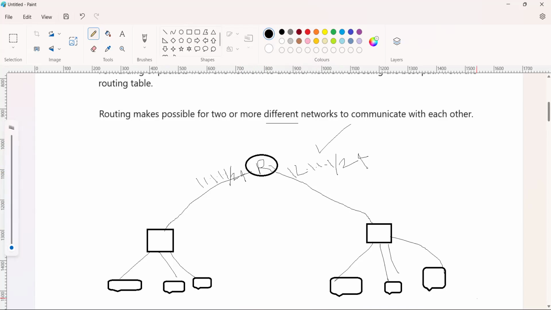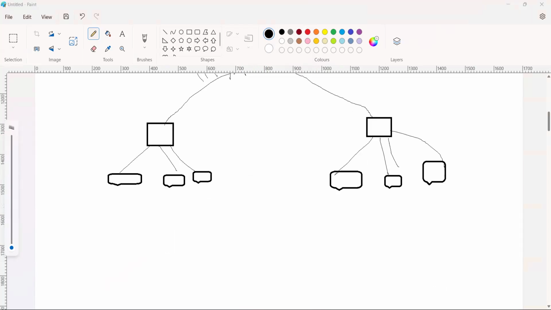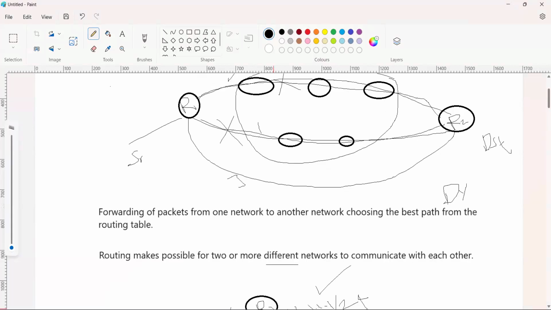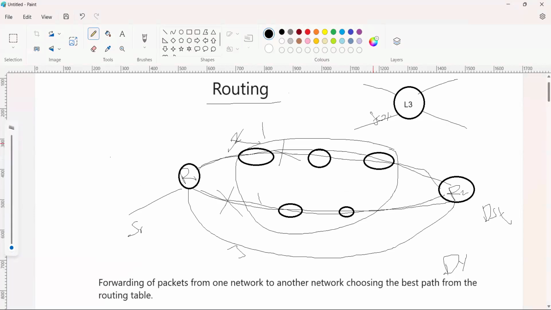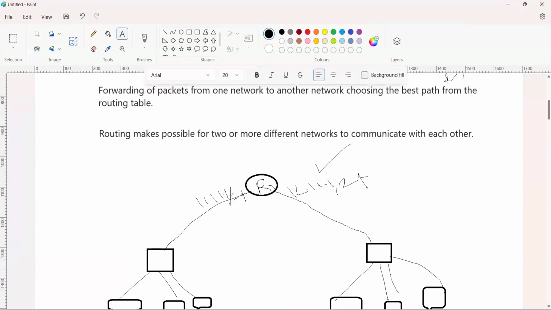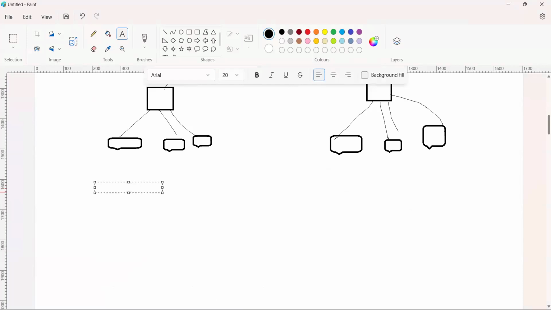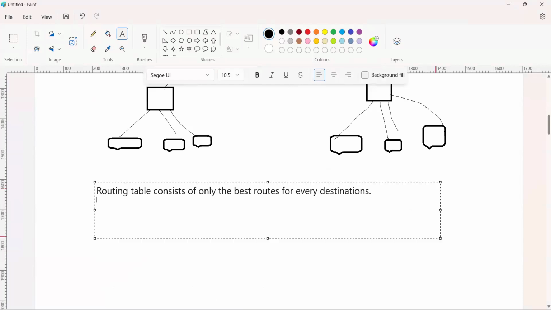Fine. The routing table consists of only the best routes for every destination. As I mentioned, here we have multiple paths: this is our first, second, and third. We have 3 paths, so the router will maintain whichever is the best path, and only that best path will be maintained, for every destination.